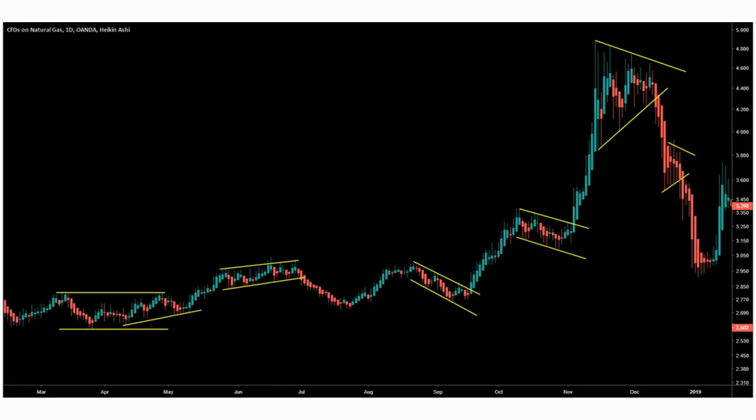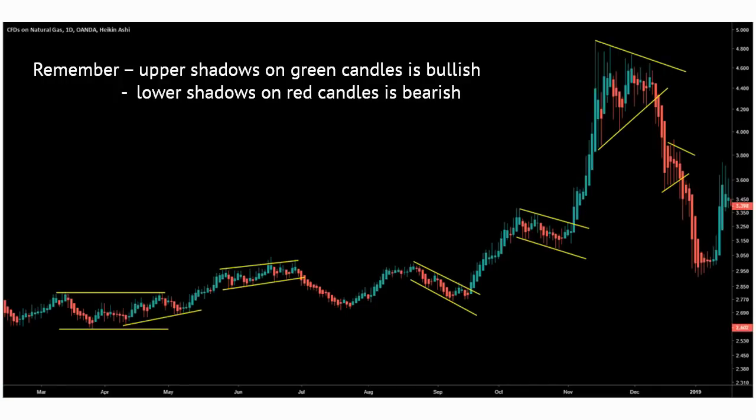We have complex pullbacks, triangles, and you would trade these the way you would on a Japanese candlestick chart. And I would use these to alert me to a consolidation environment and wait to see which way price breaks from the pattern. I would then look to see strong bullish or bearish action. Remember, look for the upper or lower shadows, and I would trade in that direction.